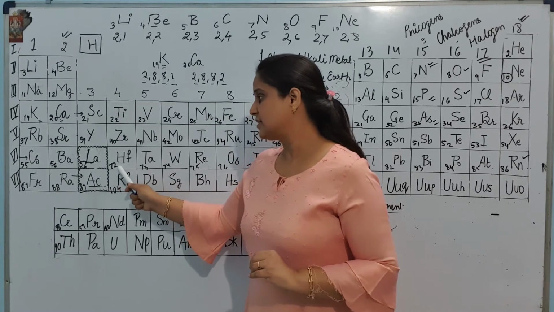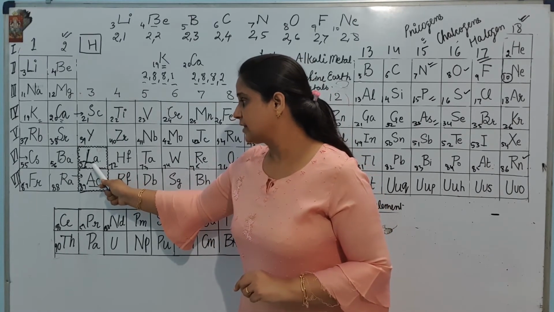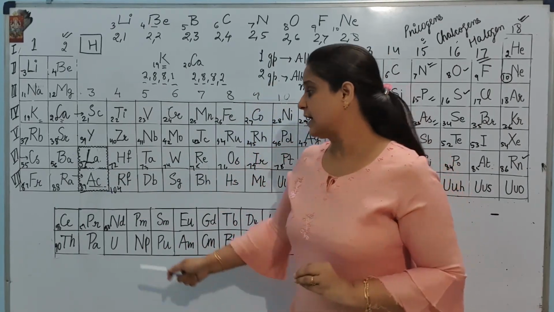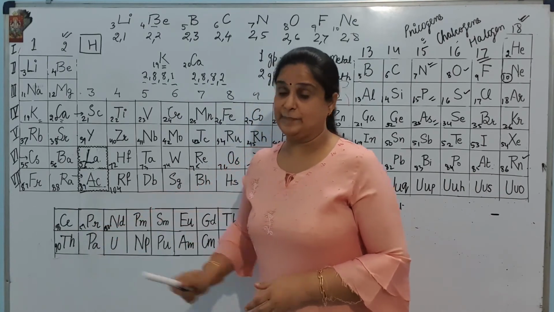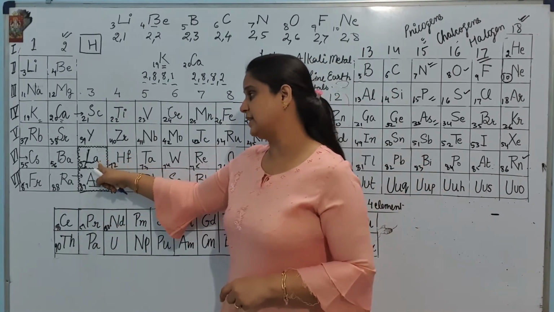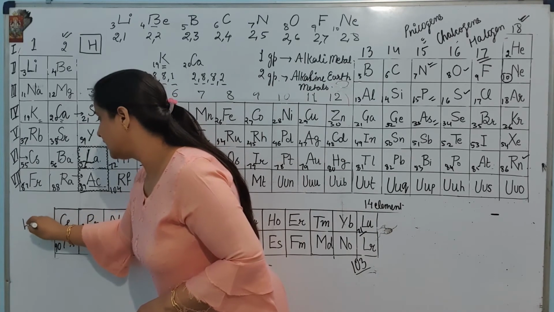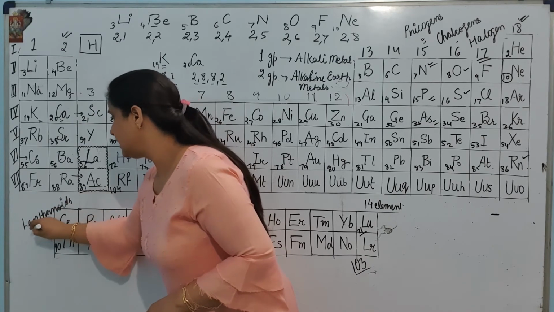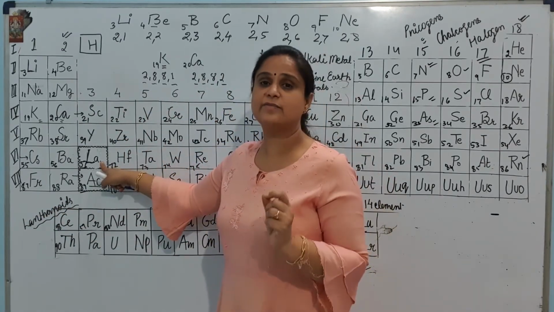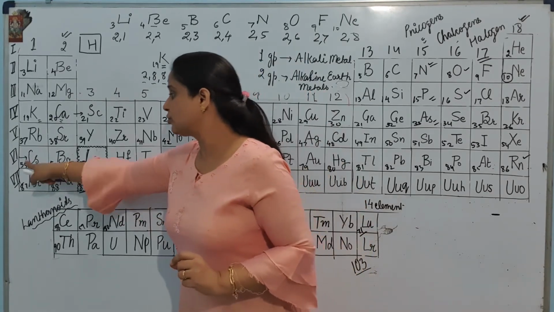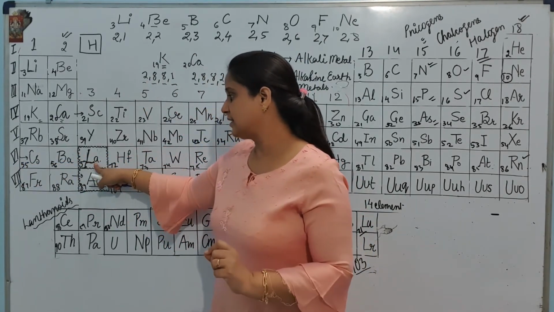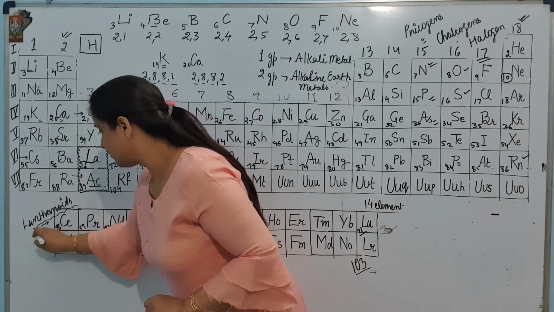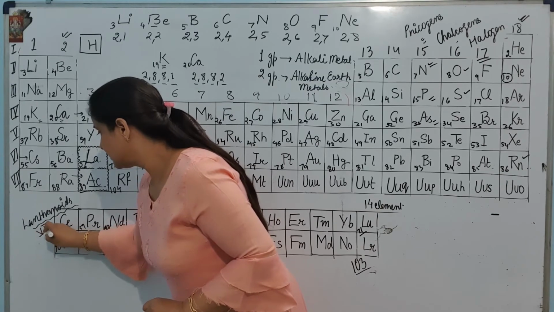The atomic number of hafnium is 72 and the atomic number of lanthanum is 57. Between these there are 14 elements, and where are they? They are kept at the downside in the periodic table. Because these elements follow lanthanum, they are called lanthanoids. If you are asked which period they belong to, it is the 6th period, because I am taking lanthanum from the 6th period. So this first series of the F block belongs to the 6th period.